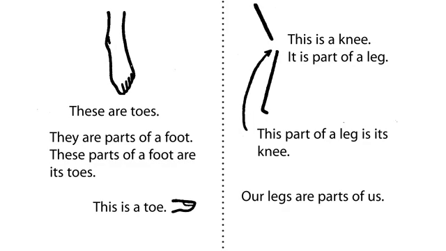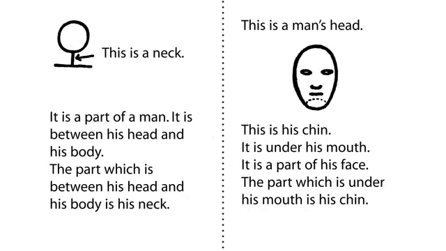Our legs are parts of us. This is a neck. It is part of a man. It is between his head and his body. The part which is between his head and his body is his neck. This is a man's head. This is his chin. It is under his mouth. It is a part of his face. The part which is under his mouth is his chin.